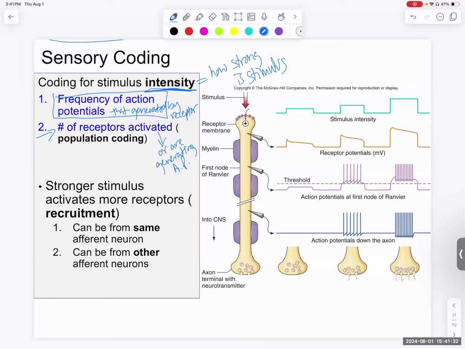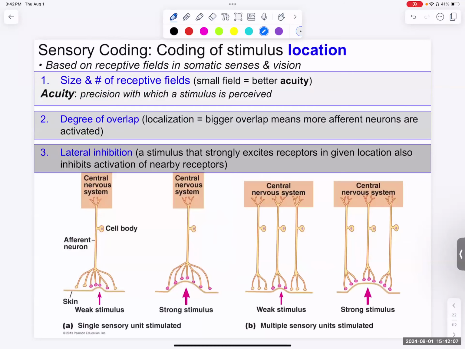And so we can have first order neurons right next to each other, say on your skin. If you have a tiny little cut, it's just going to activate maybe one sensory receptor, a nociceptor for pain. If you have a bigger cut, it's activating several nociceptors along that whole area. And so you're getting more frequency of action potentials, and you're getting them from multiple receptors. So you know that that cut is bigger and or deeper. You perceive it as more intense.